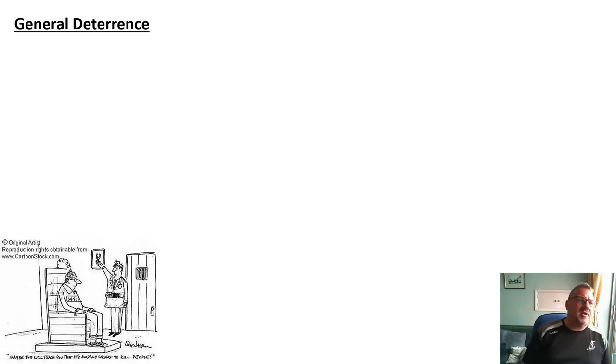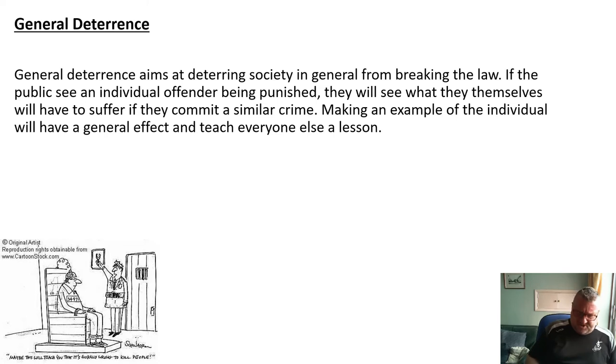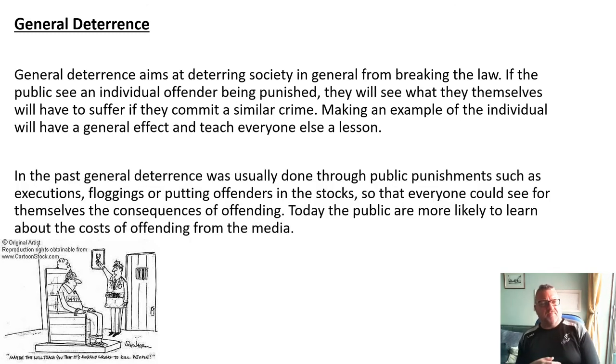If we go with general deterrence, that's much more about affecting society as a whole. So we're trying to stop people in society from breaking the law. So if the public see an individual offender being punished, they will see what they themselves will suffer if they commit a similar crime. So by making an example of the individual, it has the general effect of teaching everyone else in society the lesson as well.